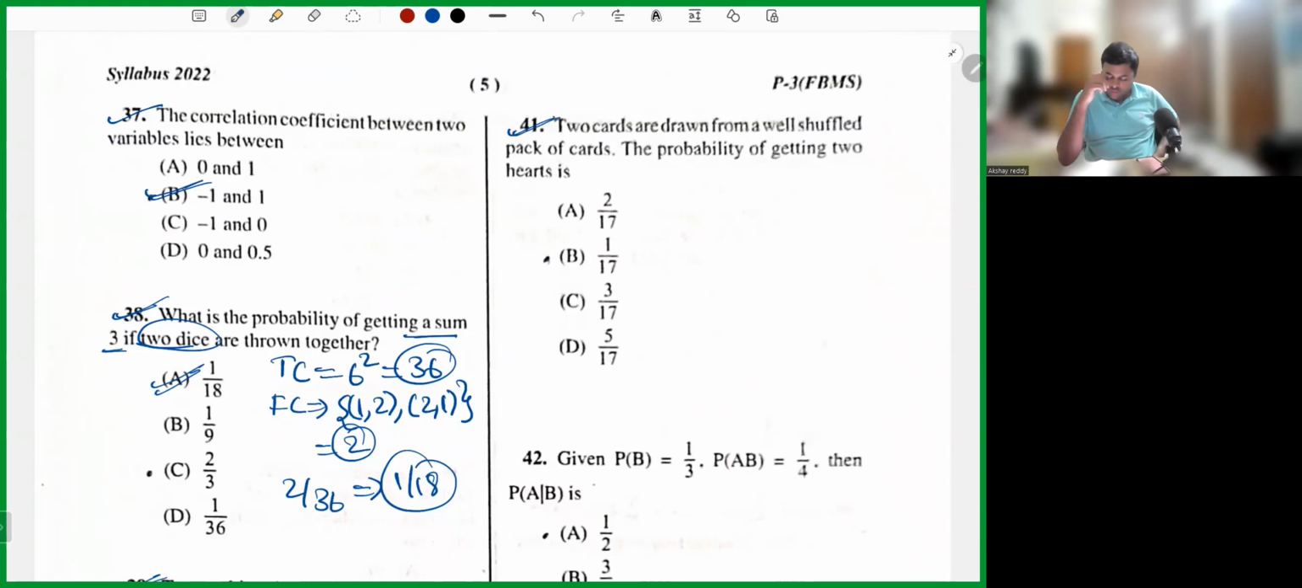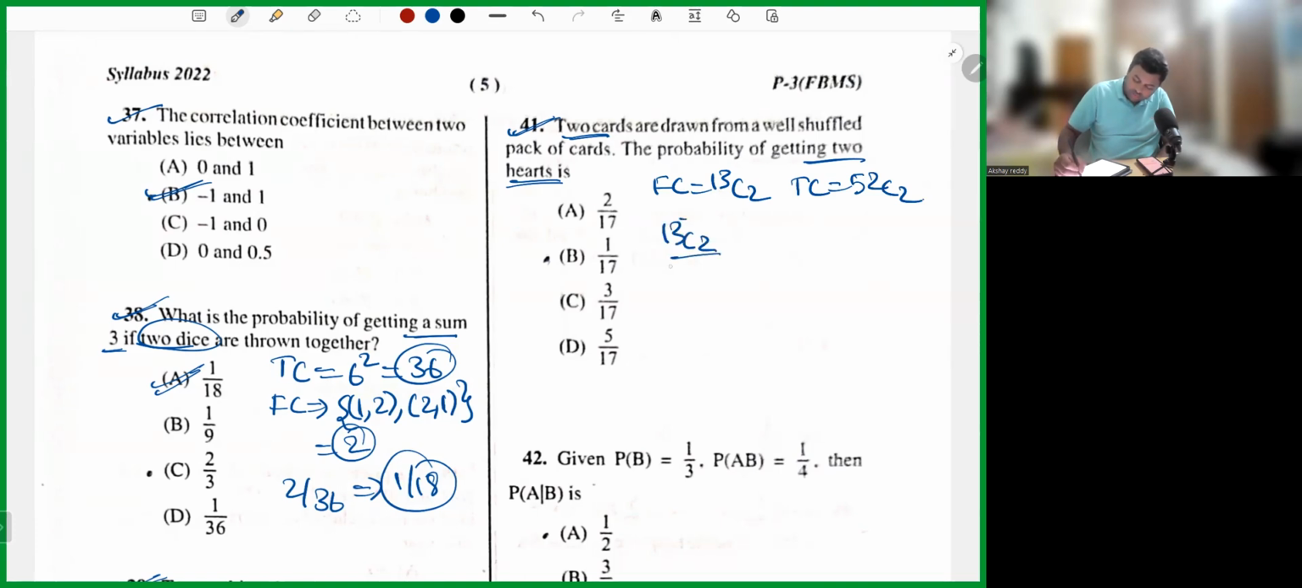2 cards are drawn from a pack of well-shuffled cards. The probability of getting 2 hearts. How many hearts will we have? A pack of cards will have 13 hearts, right? So probability of drawing 2 hearts: favorable cases 13C2, total cases 52C2. So 13C2 divided by 52C2.